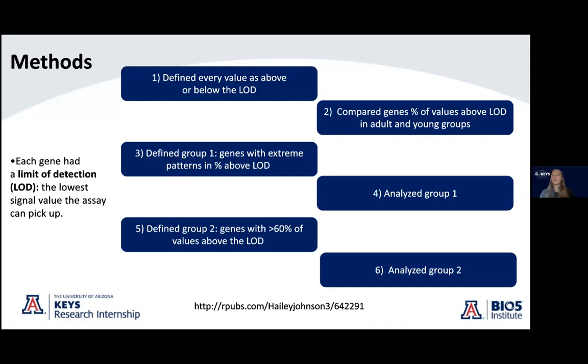The second group that we analyzed were genes with greater than 60% of their values above the LOD. And we used this because these values were properly detected by the assay, and they were accurate and precise measurements that we could do an analysis on. They weren't as obvious as the patterns in group 1, so this is where statistics came to help us.